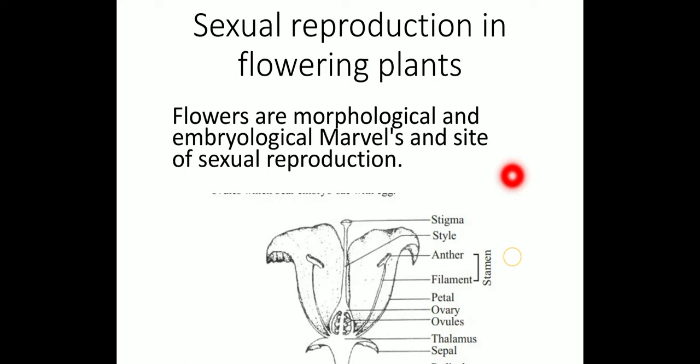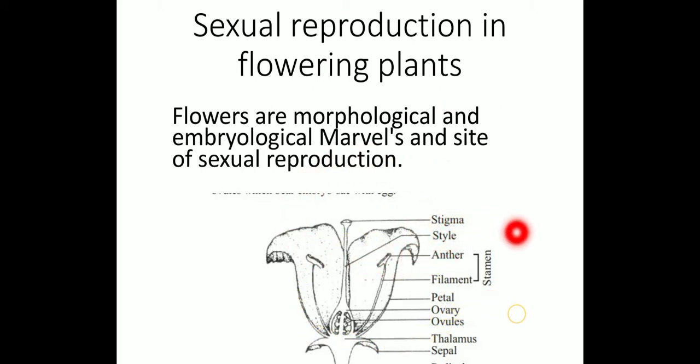As you know, in higher plants, sexual reproduction is divided into three phases, that is pre-fertilization, fertilization and post-fertilization. In this topic, we are going to study all the details of this entire process. So, first we are going to start with the structure of a flower. So, this is the structure of a typical flower.